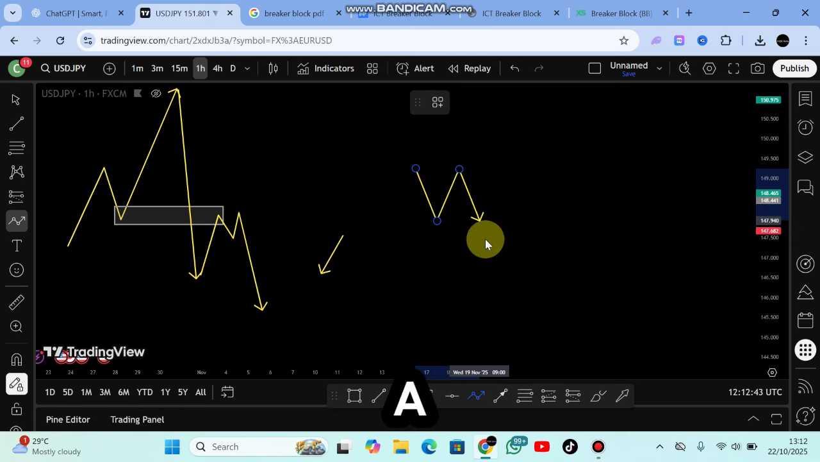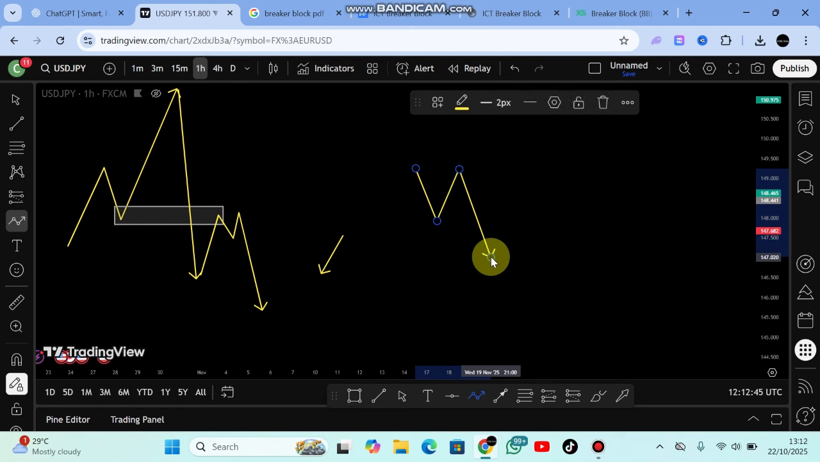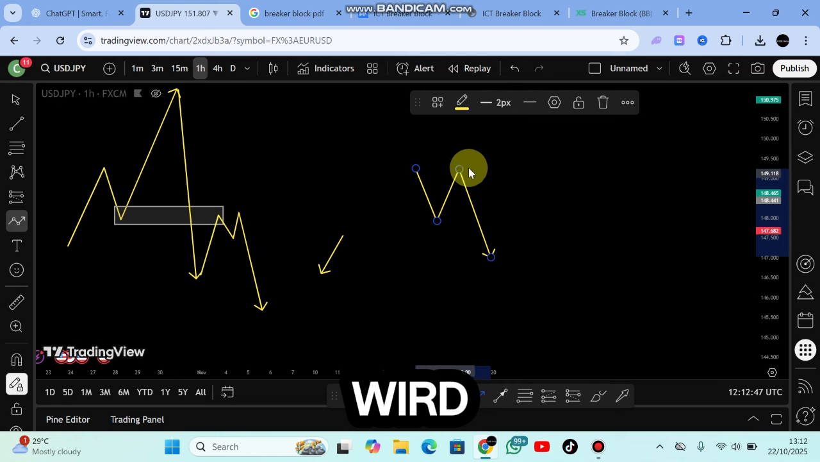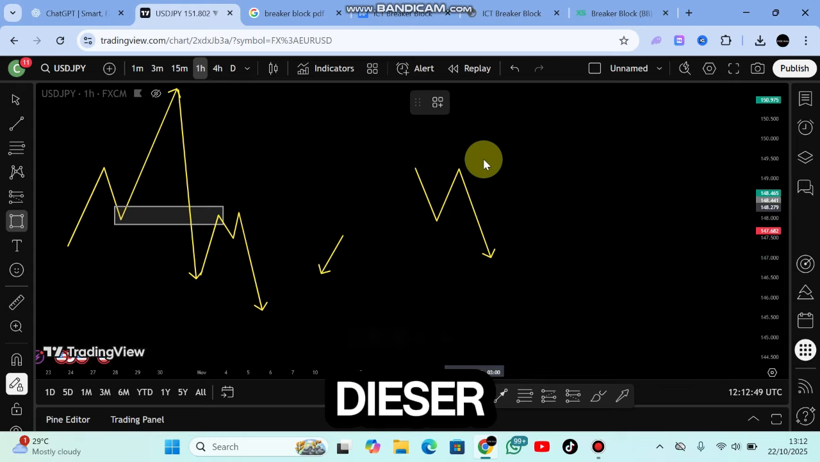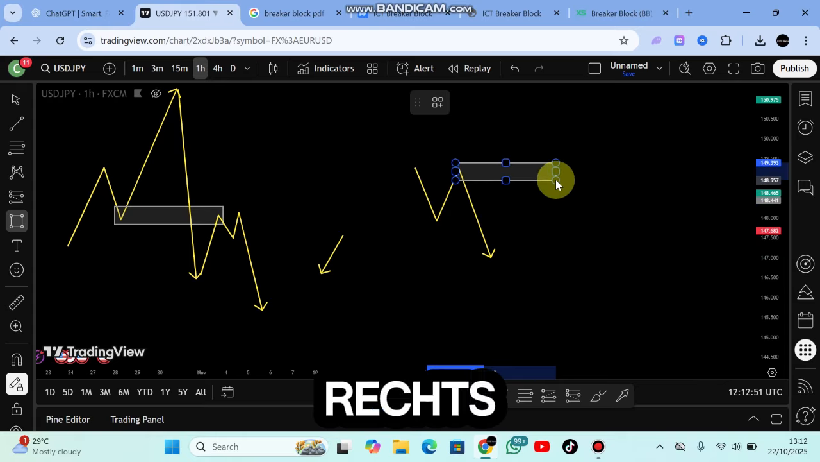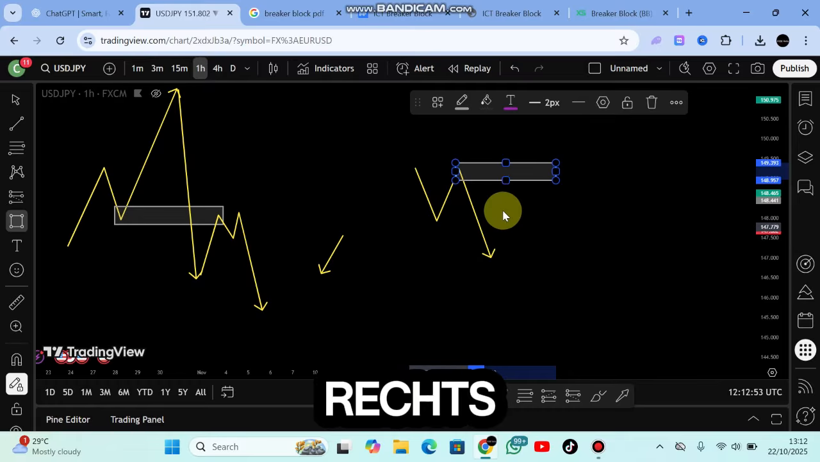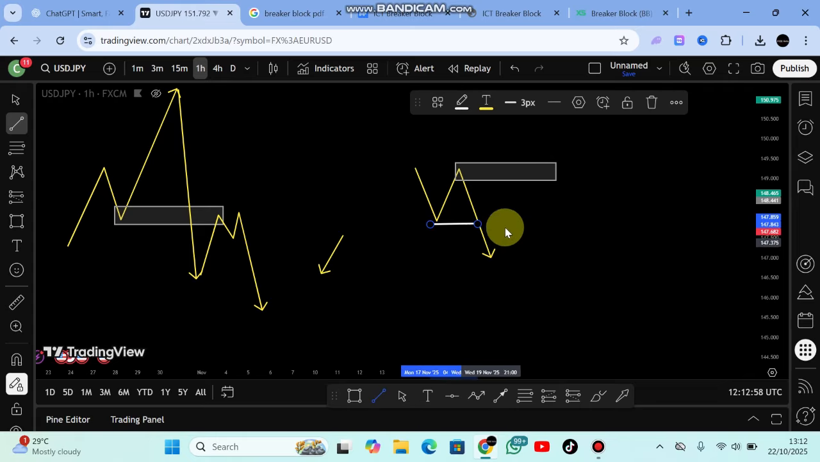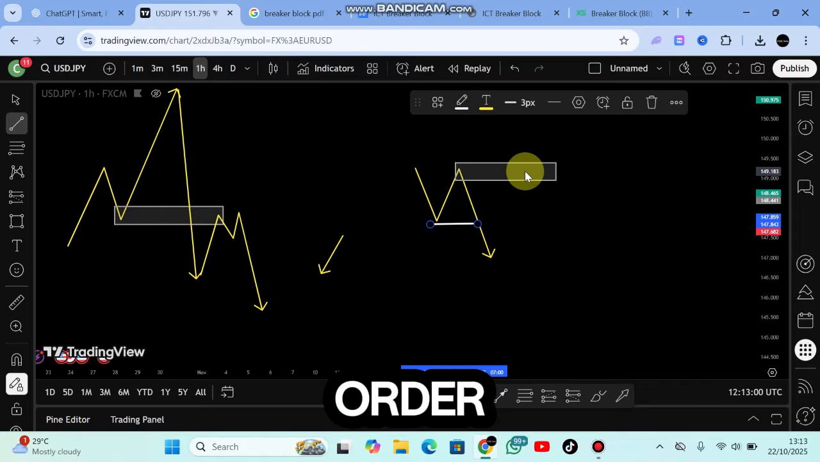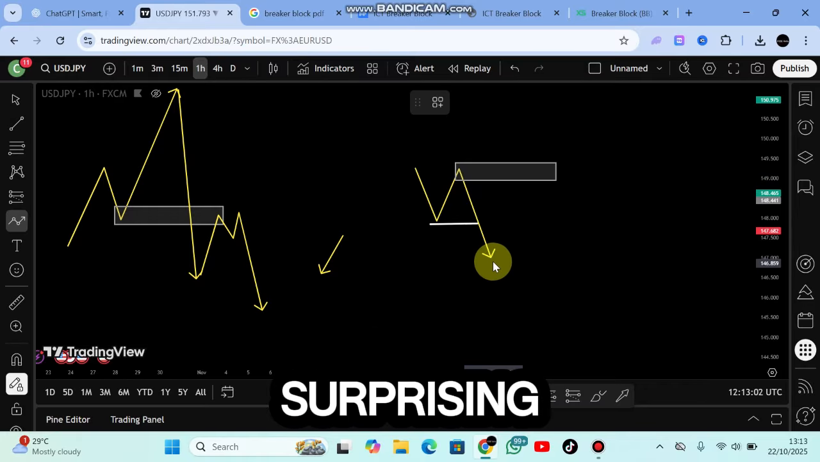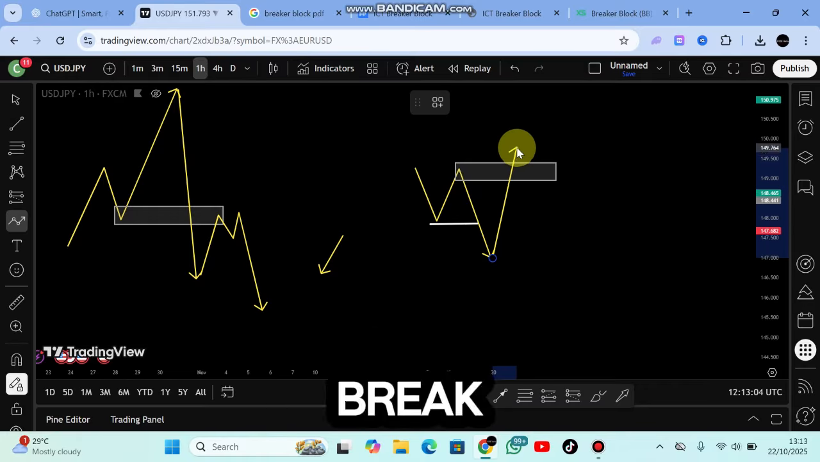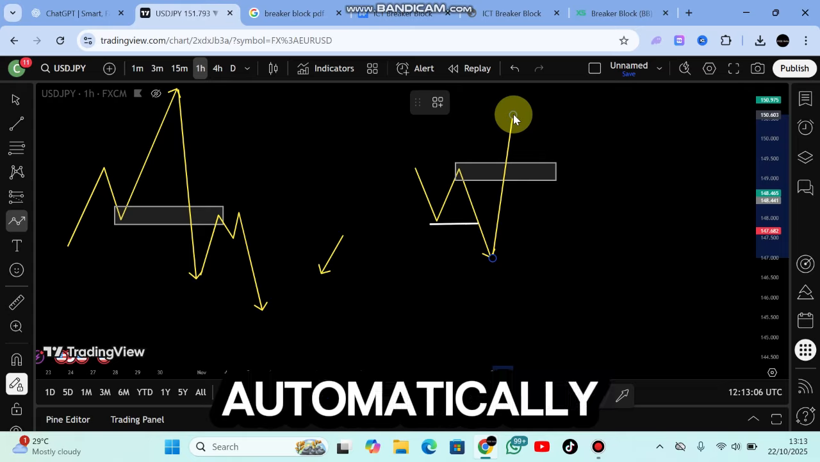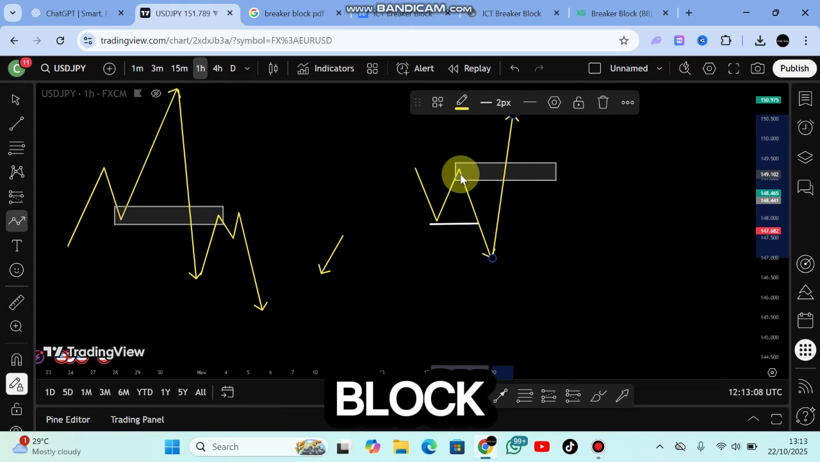Okay, so there's a big exposure to the downside, and right here will be your order block, right? This area will be the order block because it causes a big exposure to the downside. So you should expect price to come back to your order block and test it, but once price comes back and breaks your order block, you automatically change this order block to a breaker block.